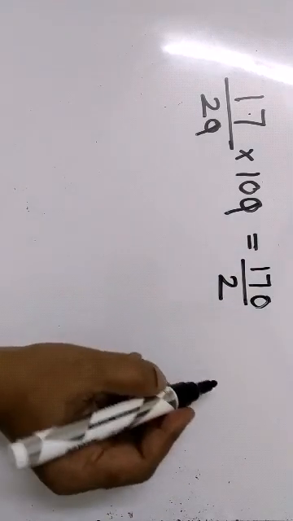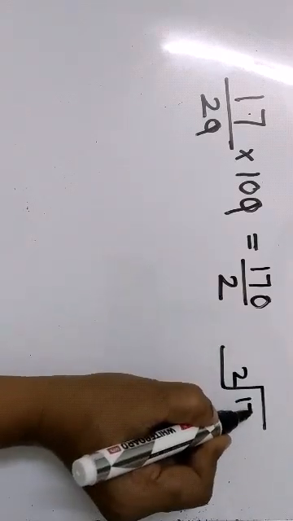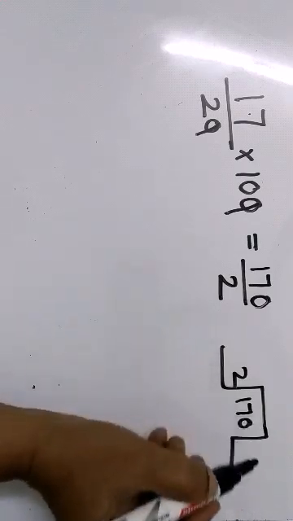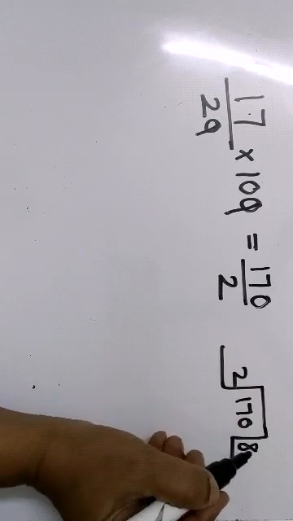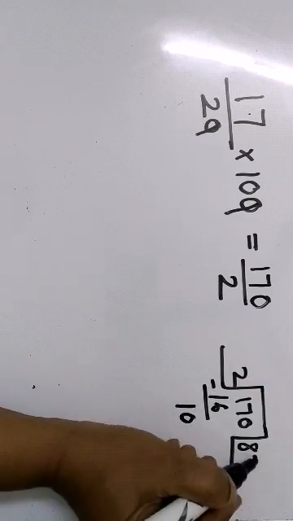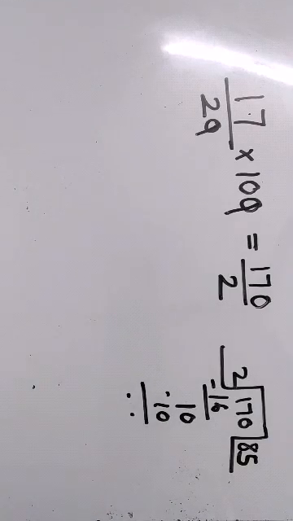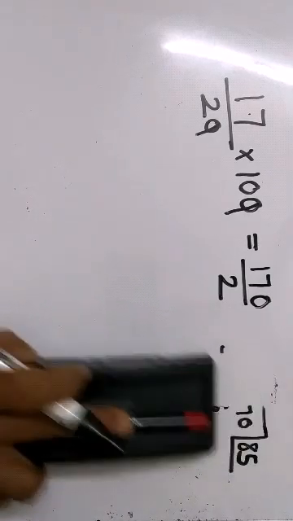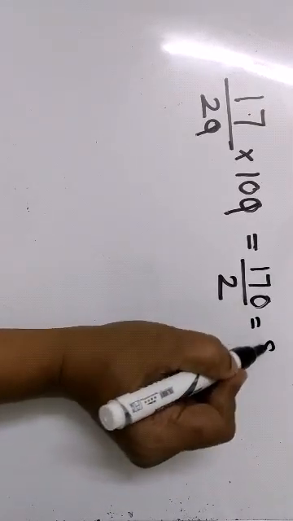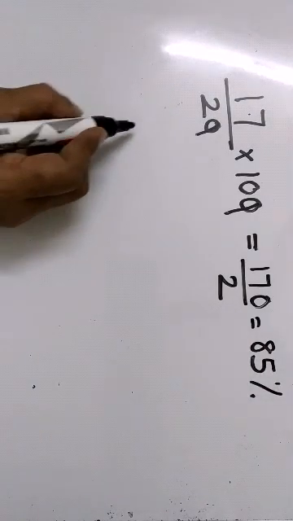So then again you need to divide. 2 in 170. So 2, how many times, children? 2 8s are 16. Less 1, 0, it's 2 5s are 10. Right? So your answer is 85%. You could even do this, children, like this.